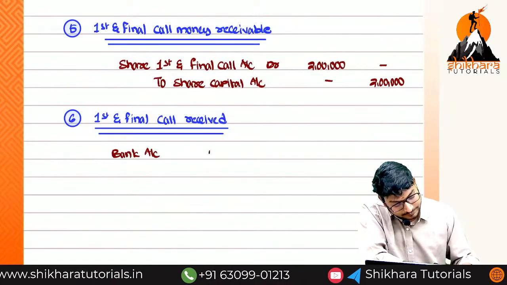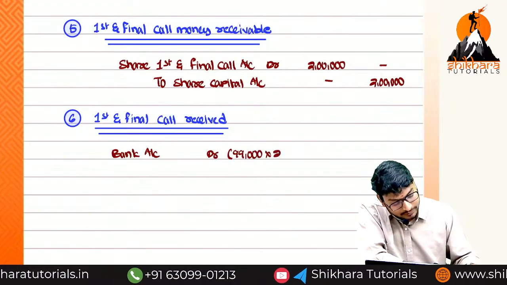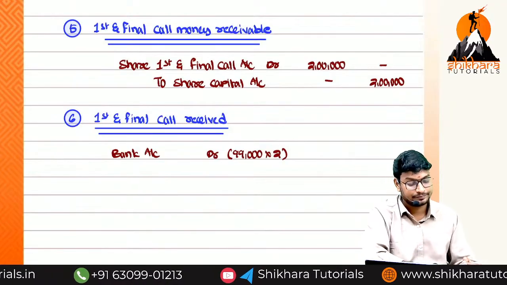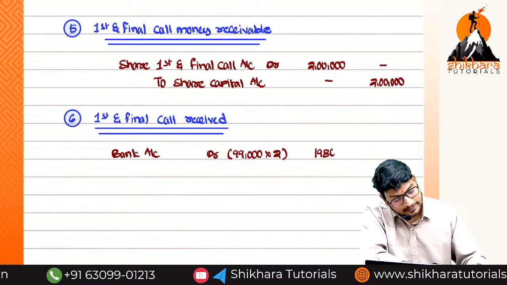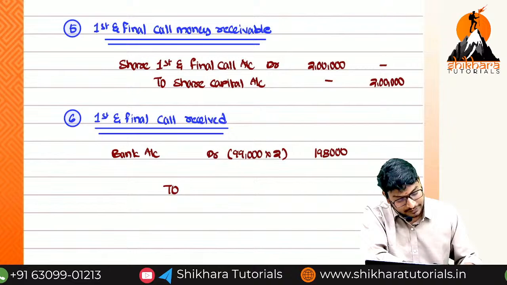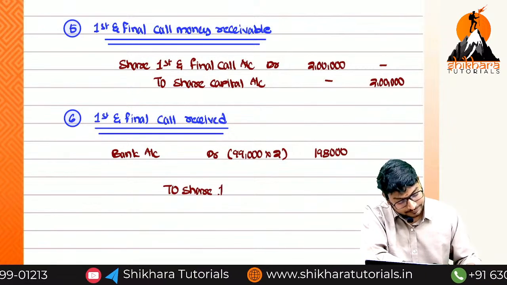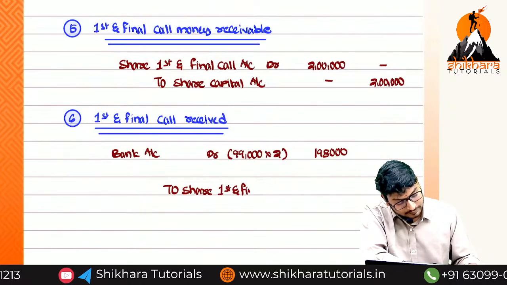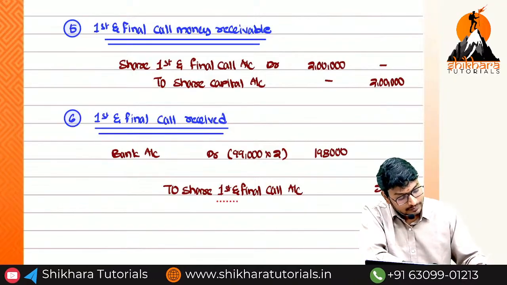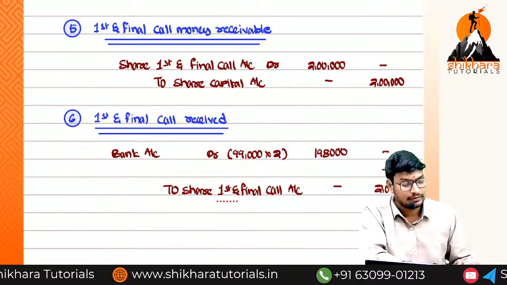debit. How much, ma? 99,000 into 2 rupees, 2 rupees. How much, ma? 1,98,000. So next one, to what we need to write, ma? To share first and final call account. How much, ma? 2 lakhs. Because we have debited with 2 lakhs, now we are going to credit it with 2 lakhs.